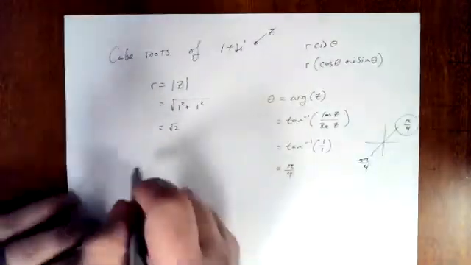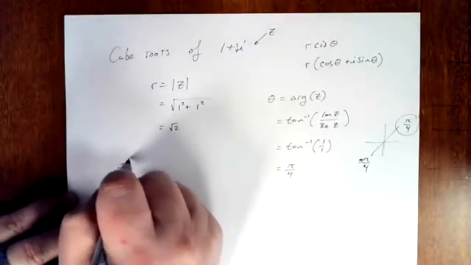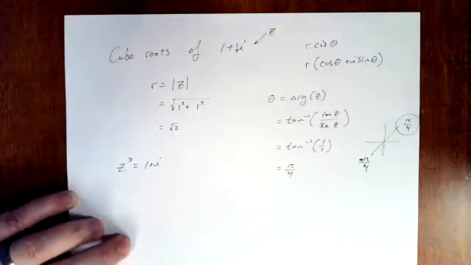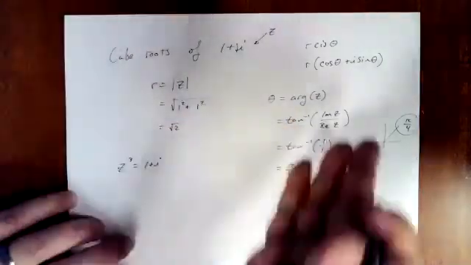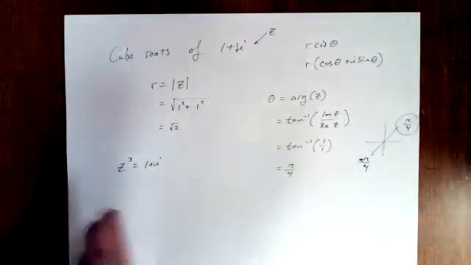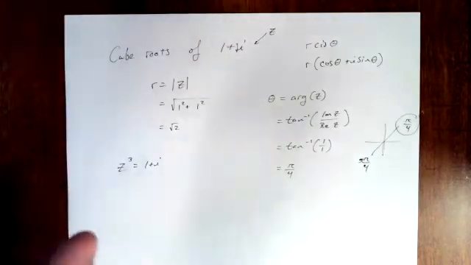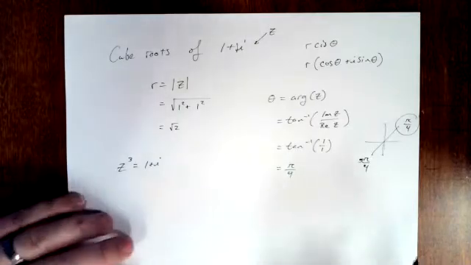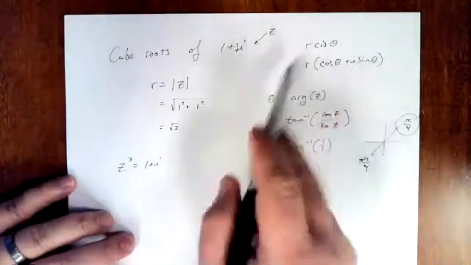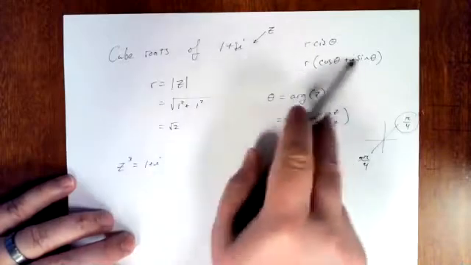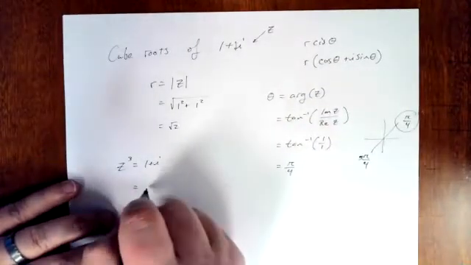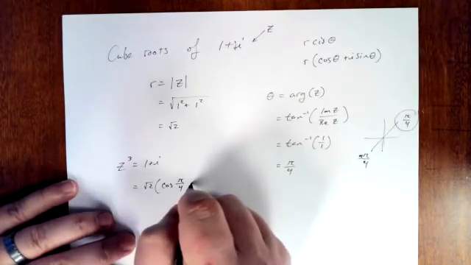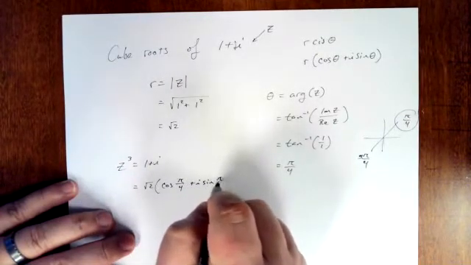So now I write out a nice little equation. z cubed is equal to 1 plus i. That's what we're trying to find, that's the problem we're being asked. Find me the z's such that when I cube it, it equals 1 plus i. Now I have my r and my theta, so I'm turning this into the square root of 2 times the cosine of pi over 4 plus i sine of pi over 4.